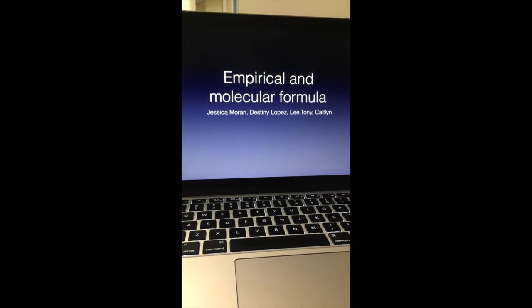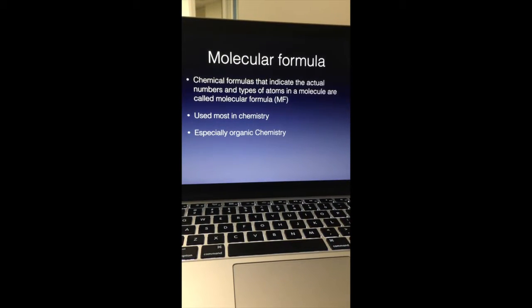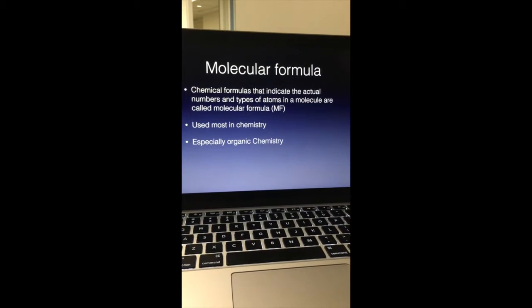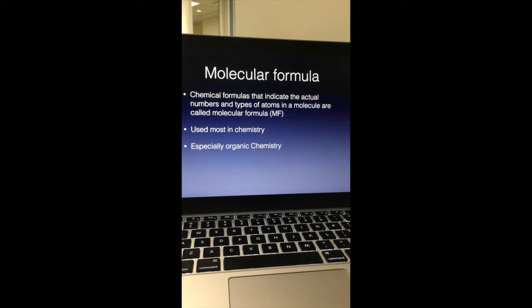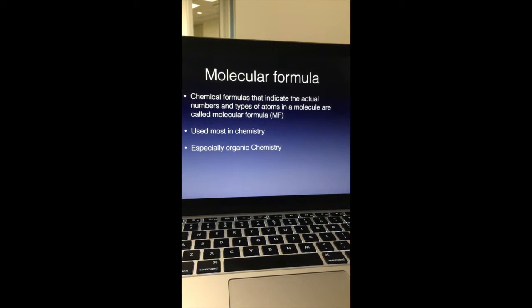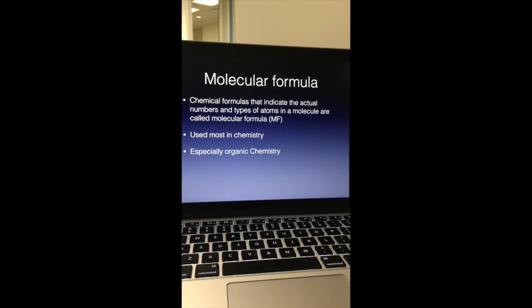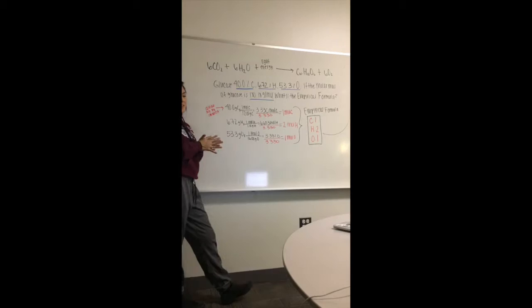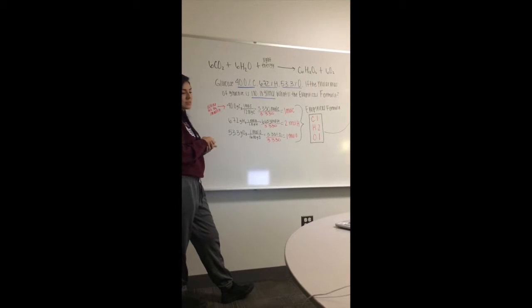Our topic is the empirical and molecular formula. The molecular formula is a chemical formula that indicates the actual numbers and types of atoms in a molecule. This is called a molecular formula. Molecular formulas are used in chemistry, especially organic chemistry. An example of the molecular formula that we came up with was photosynthesis.